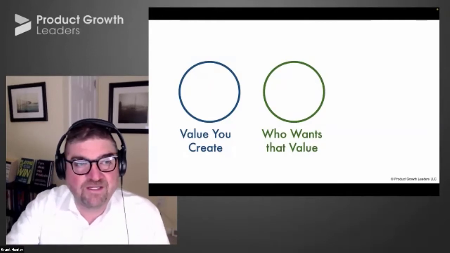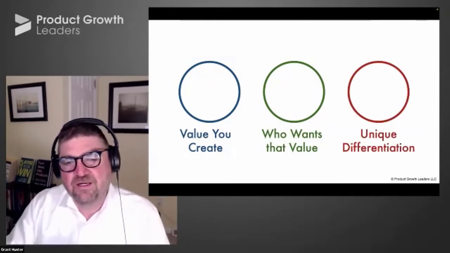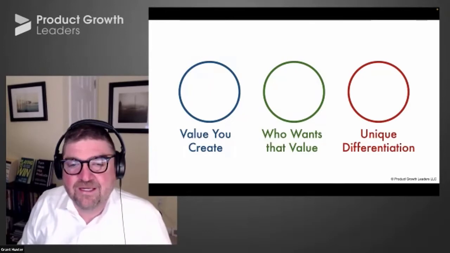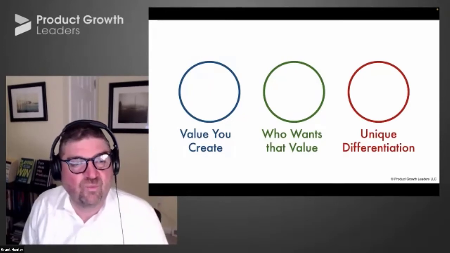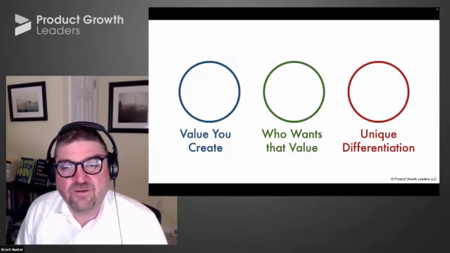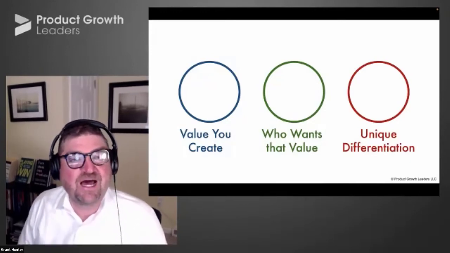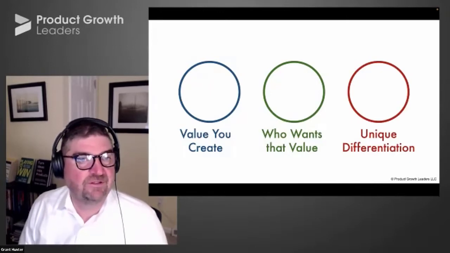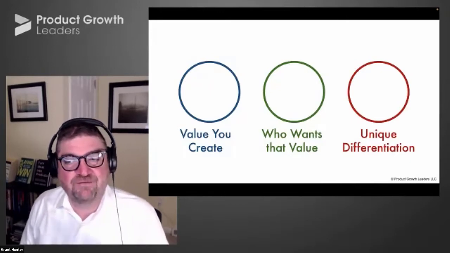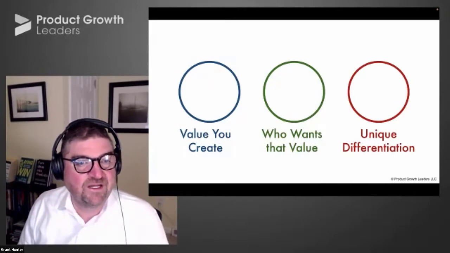And the final one is unique differentiation. What is your competitive advantage? On what attributes do you outperform your competitors and alternative solutions? This is not product market fit. It's product market differentiation fit. You want to get all 3 of those aligned.